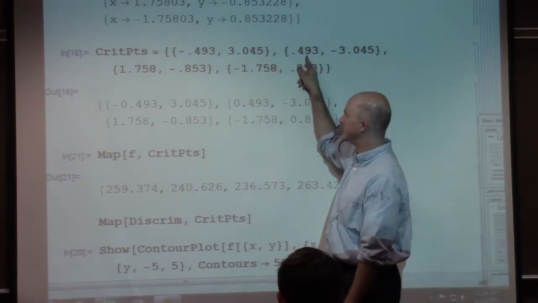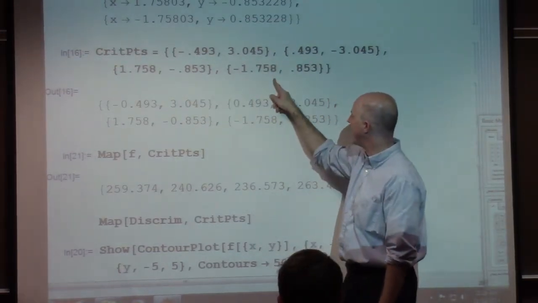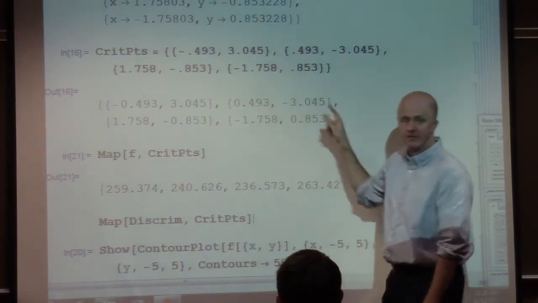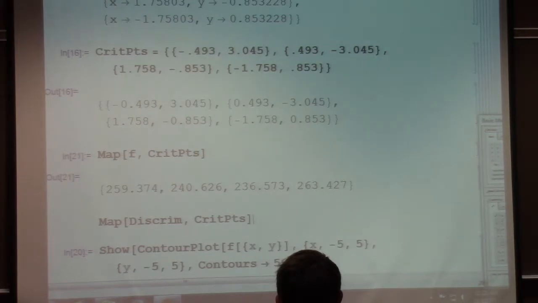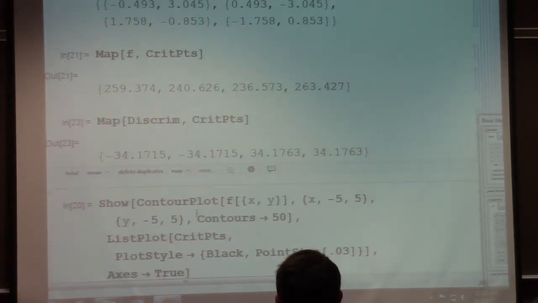Remember, the first two were the saddle. This was the local min, this was the local max. We'll get negative discriminant values there and positive discriminant values for the last 2 points. Yep, 2 negatives and 2 positives. So that confirms the first 2 points are saddle points, like I said.